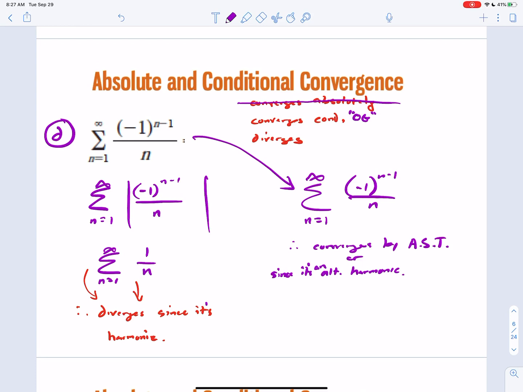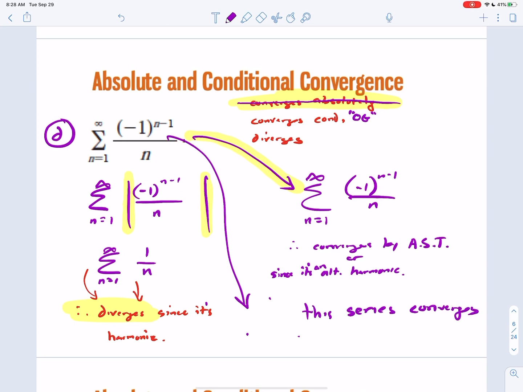Okay, so let me go through the steps with you guys again. We checked to see if the absolute valued series converges, and it didn't. So it's not converging absolutely. So then we checked the original series here, and by running a few tests, we found out that it converged. So what does that say overall? Therefore, this series converges conditionally.